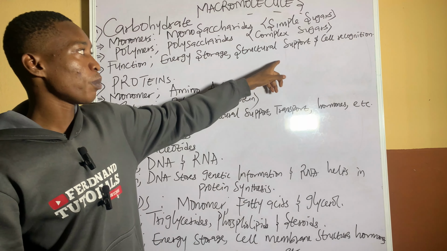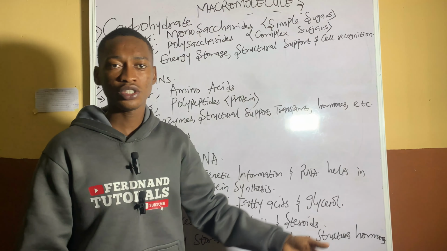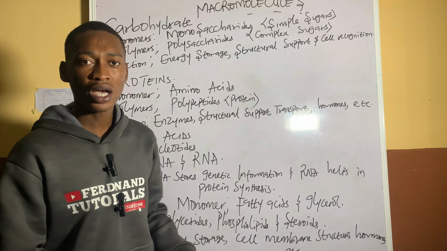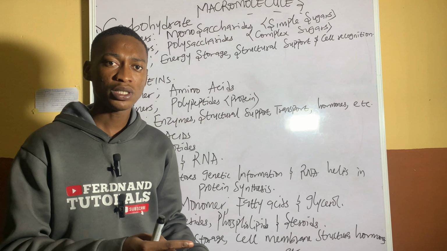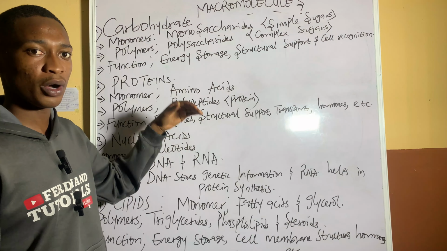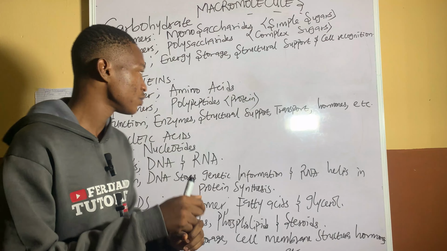Now, we say structural support and cell recognition. Polymers of carbohydrates help us to do what? To support ourselves, both in plants and in animals. So these are some of the functions of this carbohydrate. That's the number one biomolecule.